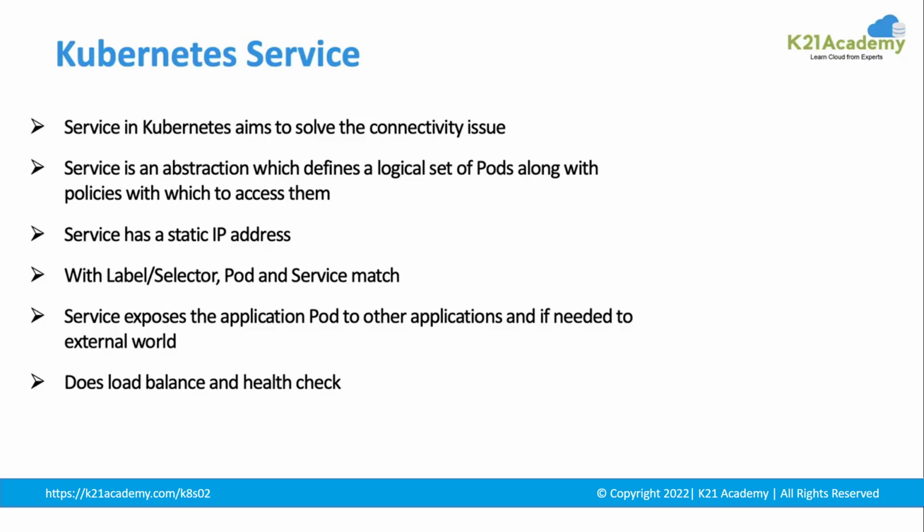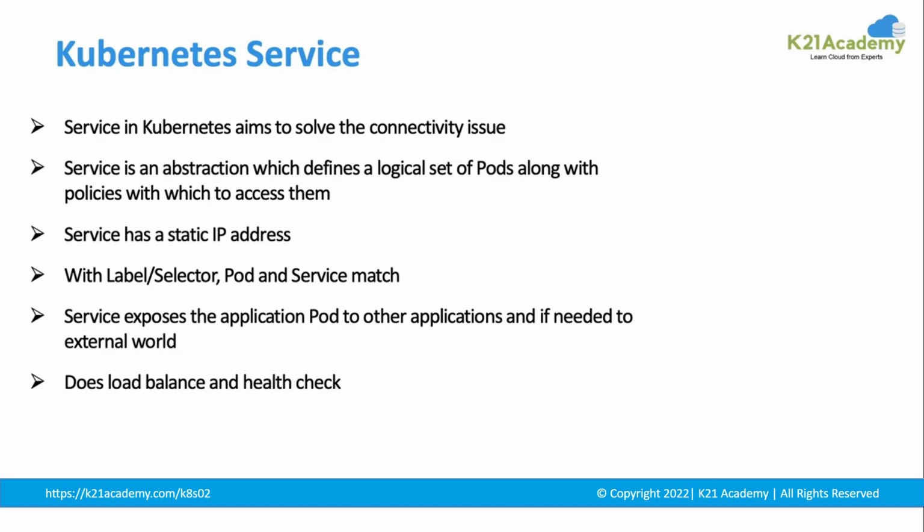But when I talk about service, service will give us a static IP address, because that is something we are just allocating and saying this has been allocated for this particular pod. How does the pod and service matching happen? Obviously, label and selector are the ones using which the pod and service will match, and service will expose this pod to other applications if needed, and if needed to the outside world as well. So using the service IP address, other applications will communicate to this application.